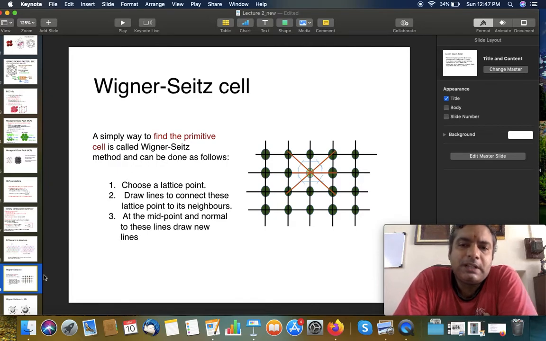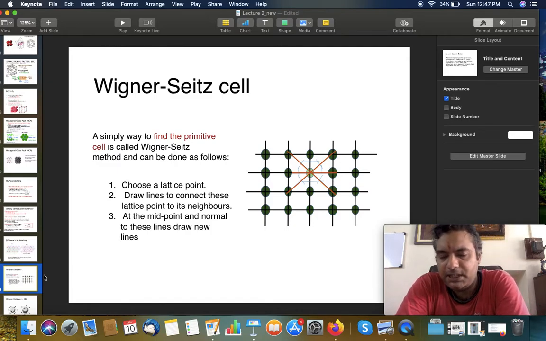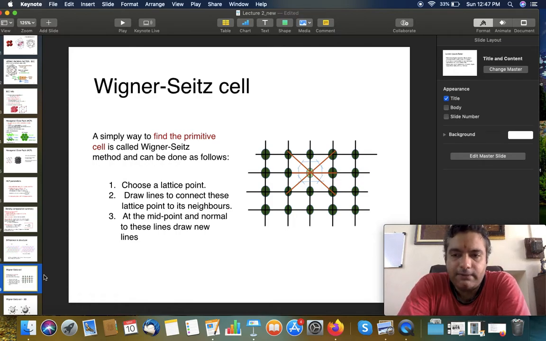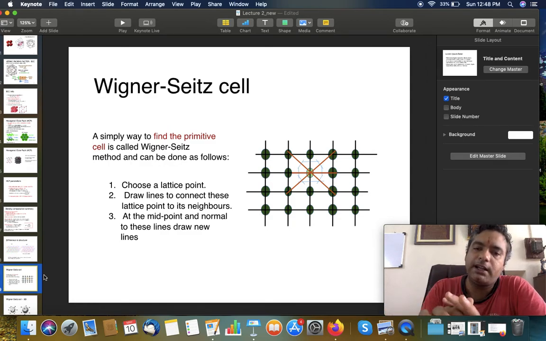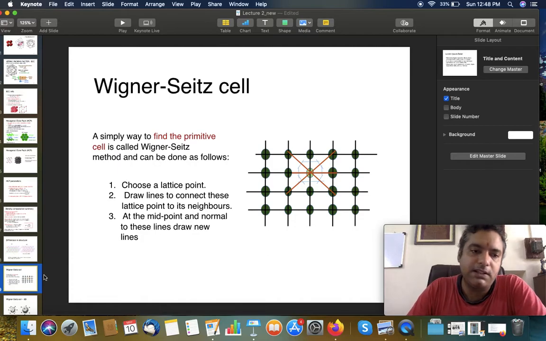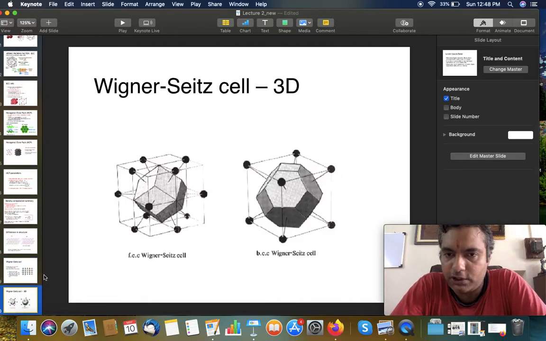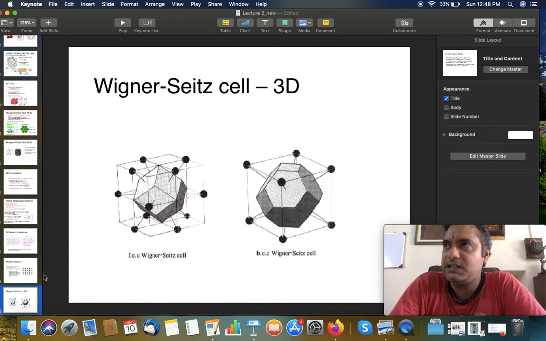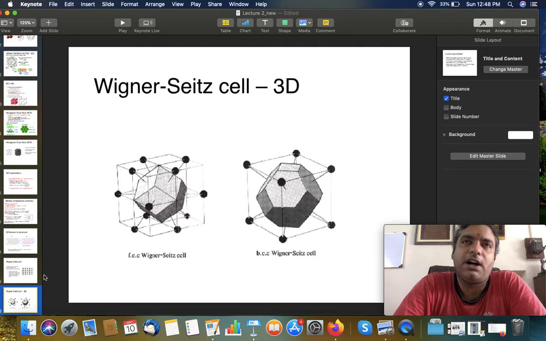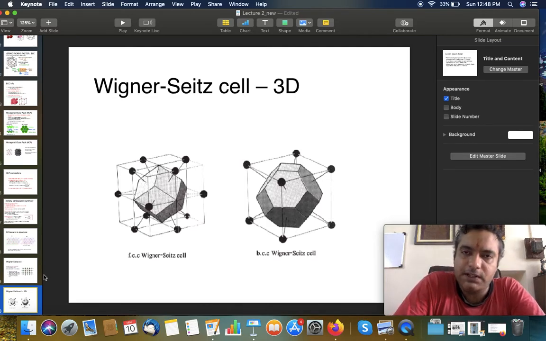But what is a Wigner-Seitz cell? It is a simple way to find the primitive cell in 3 dimensions. So we just have to choose a lattice point, and we have to draw lines to connect it to all the neighboring lattice points. At the middle of all these lines, we draw another plane, which is actually 3 dimensional. So this is going to enclose the reference point, or the initially chosen lattice point. This enclosed region is called the Wigner-Seitz cell. For example, in a 3 dimensional structure, it would look something like this. And this is extremely important in a lot of K-point analysis and variation in electronic structure after an adsorbate is deposited on a lattice structure.